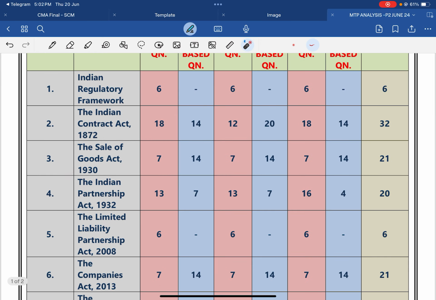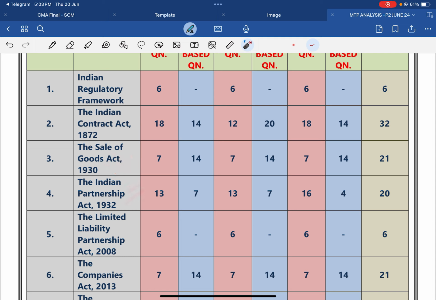Then Sale of Goods Act. In this Sale of Goods Act, a direct question can also be tested and the case based question can also be tested. They are more testing on the case based area, 2 questions, that is 14 marks: 8 plus 6, 7 plus 7, 6 plus 6 plus 4. They can do it in any permutation combination. So it is our 21 marks. For this you need to study 4 units.